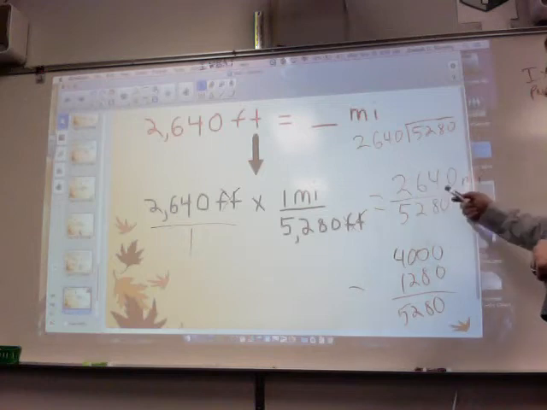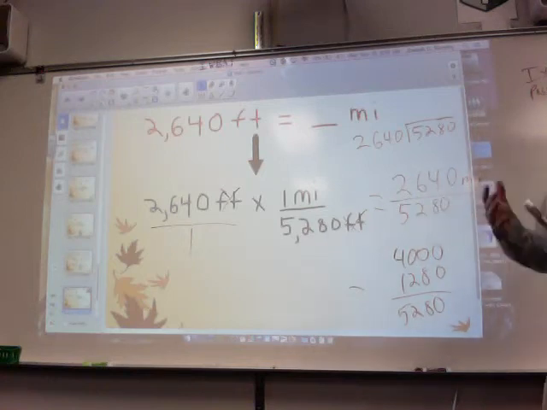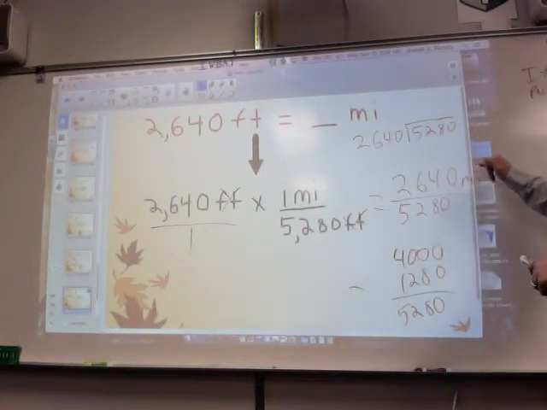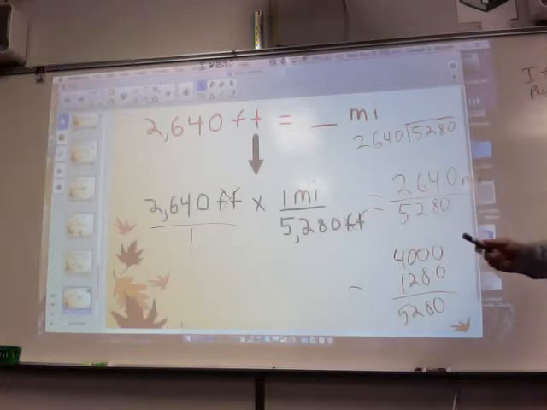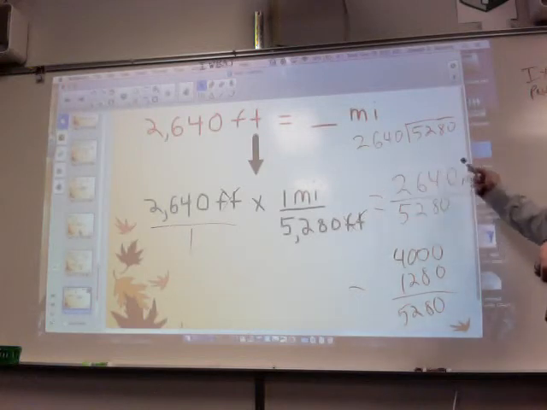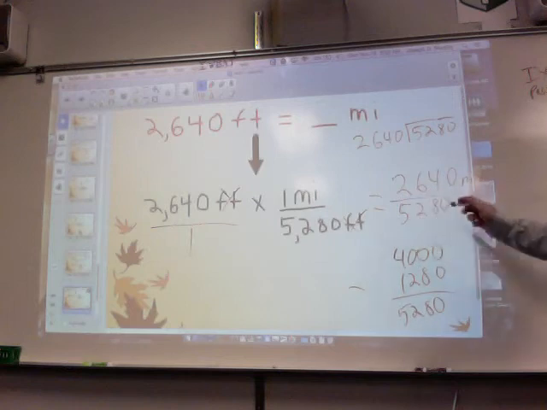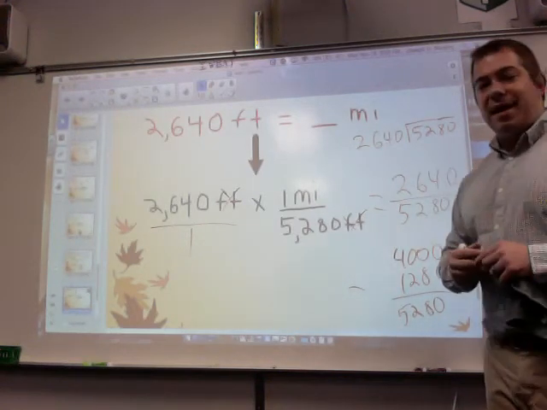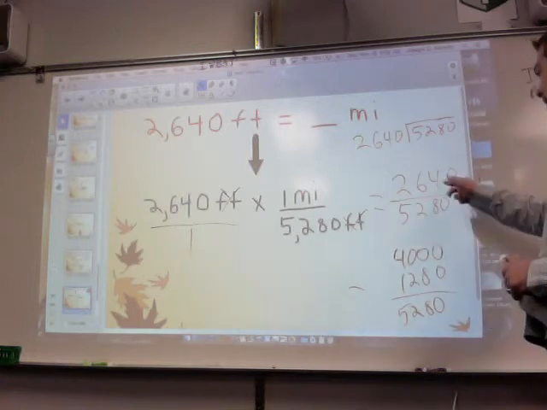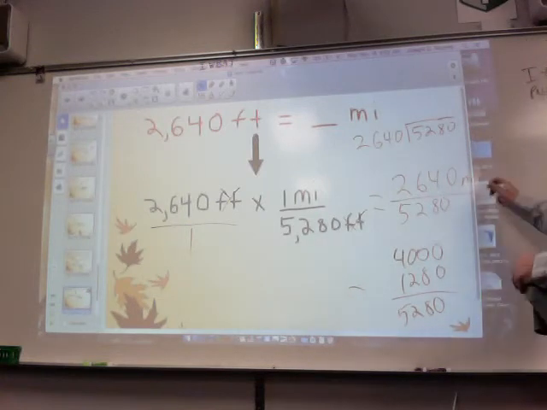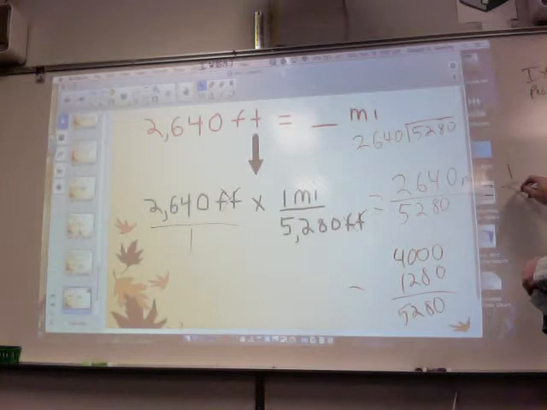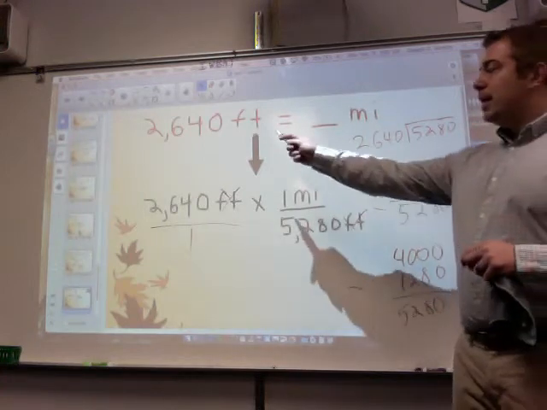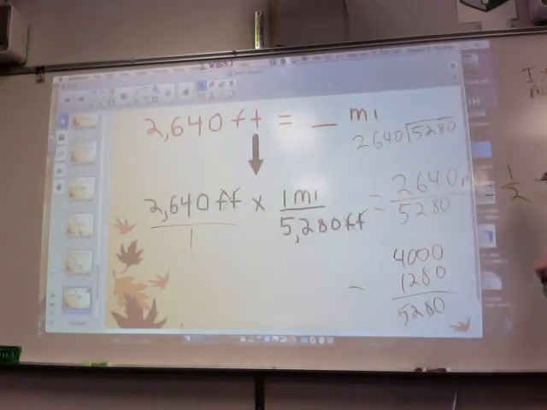So in my head, I could see that 5,280 is double 2,640. Knowing that it's double, meaning that's 1/2 of that. Okay, so 2,640 plus 2,640 will equal 5,280. So I could do a long division, but with my mental math, I can see that that is actually 1/2 of that number, so it'll eventually convert to 1/2. So 2,640 feet equals 1/2 of a mile.